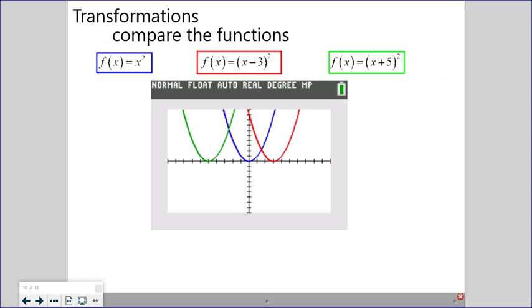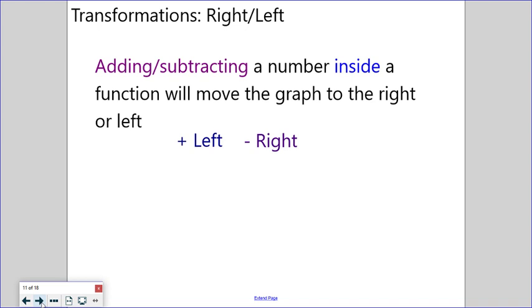So you can see on this one I have them color coded here. The one that moved us right actually had a negative in it, but we moved to the right 3. The one that had a plus in it moved us left 5, and you're going to see that for this entire section always. When things are inside our function, they always move opposite of the way we think that they should. So this kind of summarizes what we just said. If we are adding or subtracting a number on the inside of our function, it's going to move us right or left, all kind of opposite of what we think. A plus will move us left, and a minus will move us right.